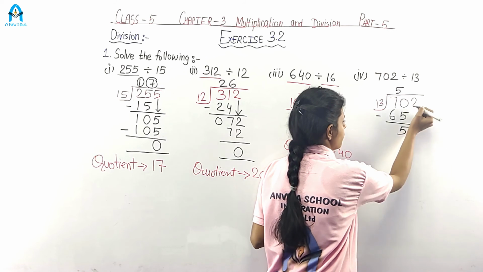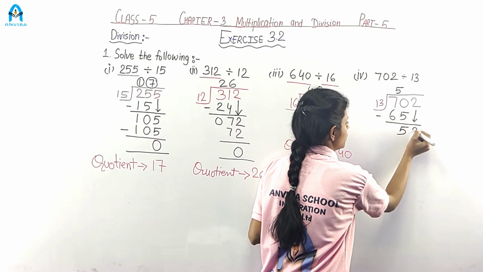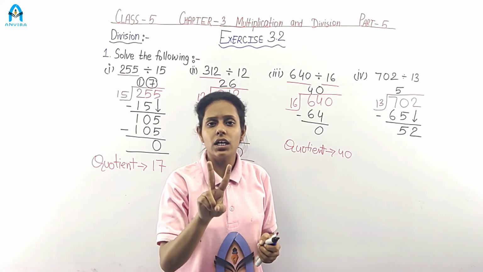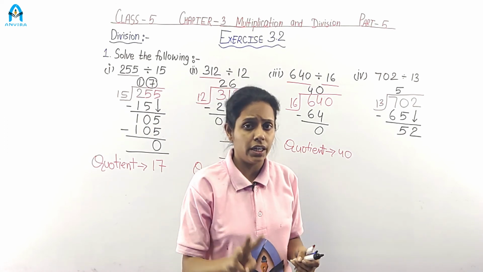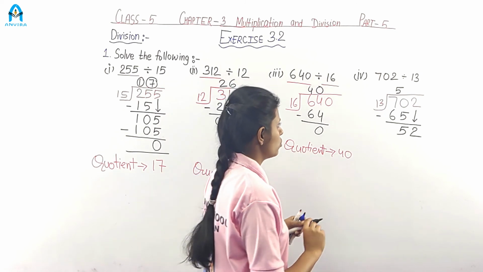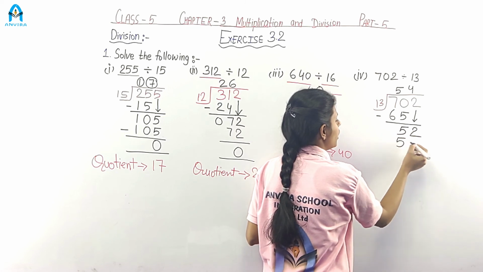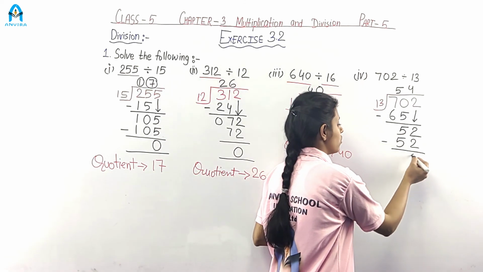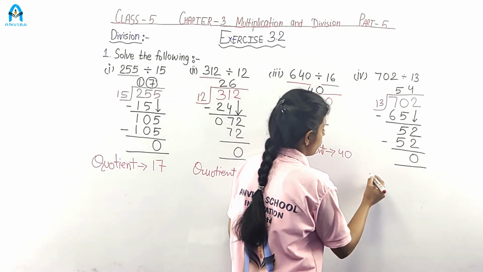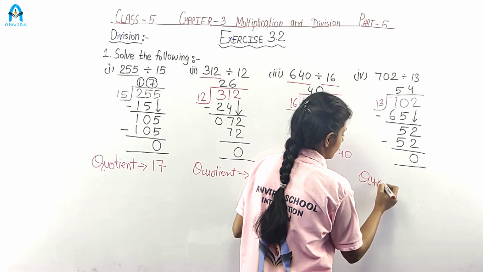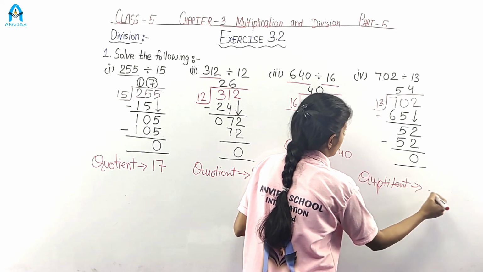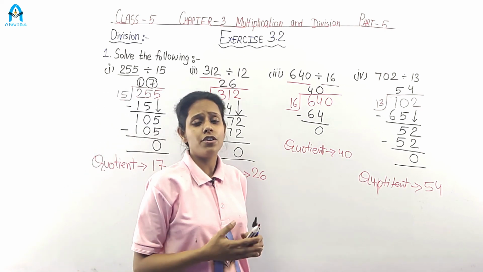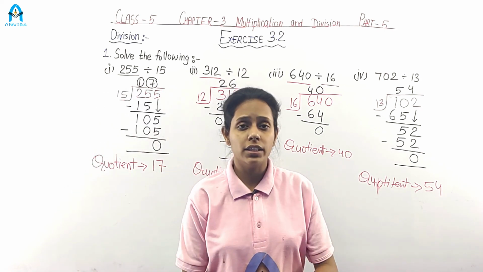So this is 5. The next digit is 2, so it becomes 52. 13 ones are 13. 13 twos are 26. 13 threes are 39. And 13 fours are 52. Let's subtract. 52 minus 52 is 0. So our quotient is 54.